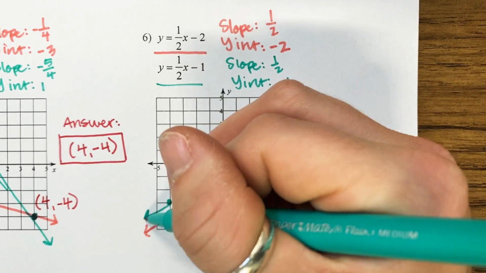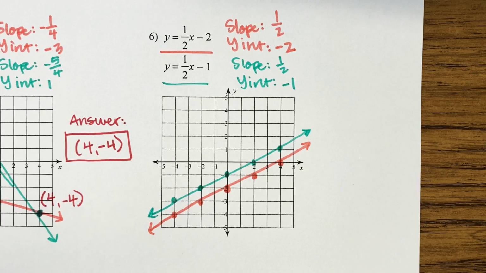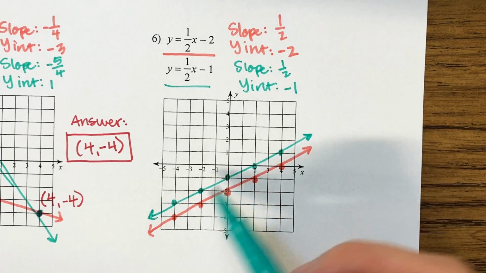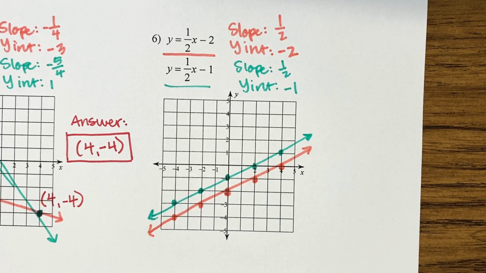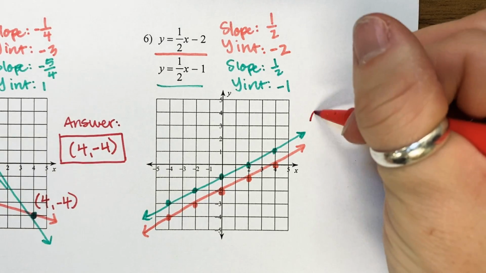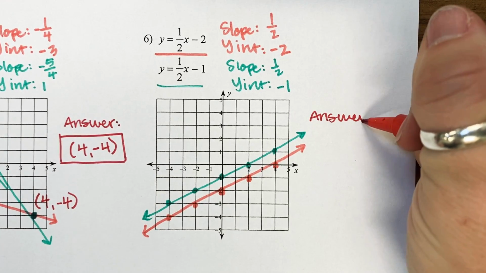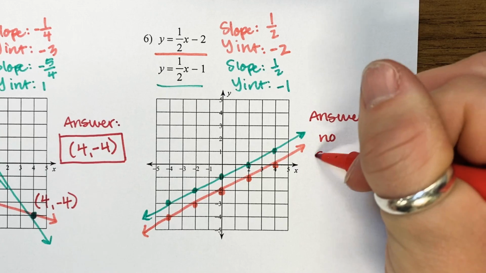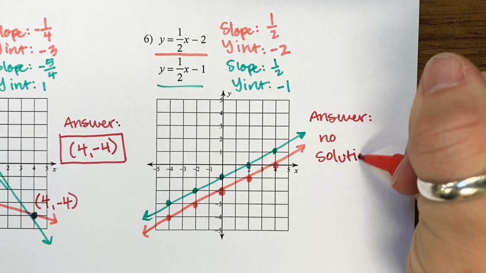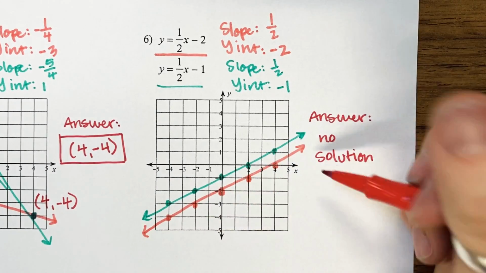But where did they intersect? Where do they cross? Okay, they don't cross anywhere. So our answer is no solution because they never cross.